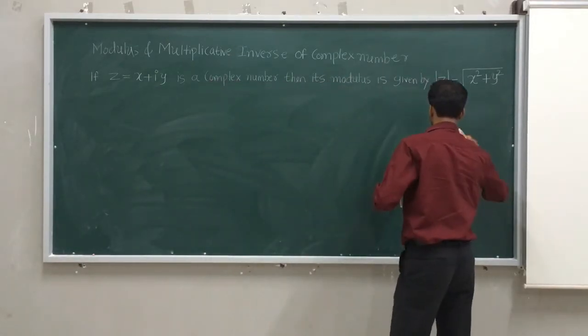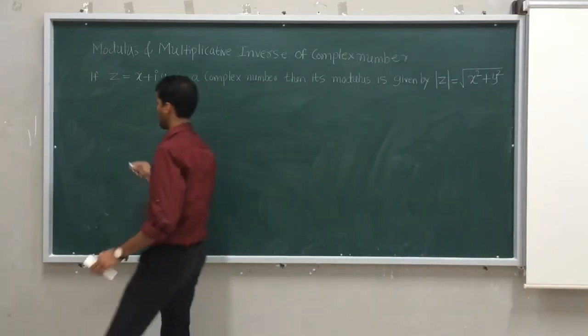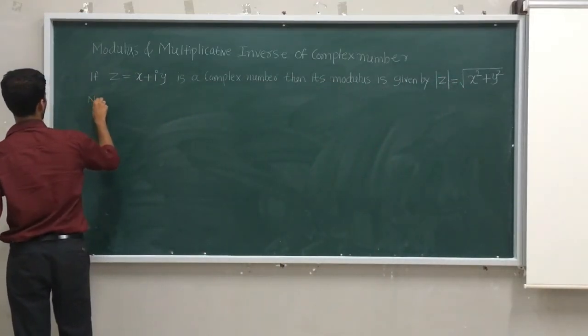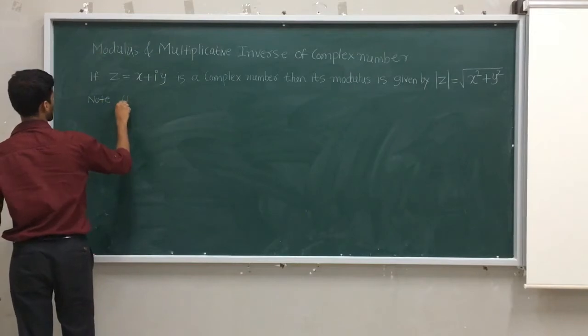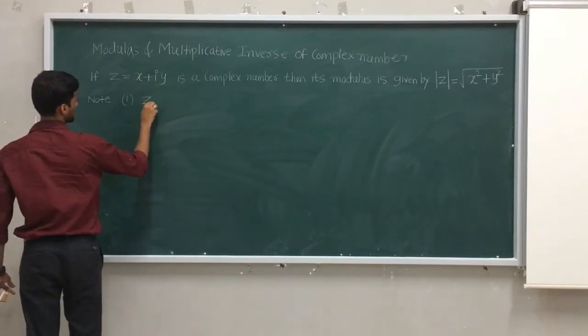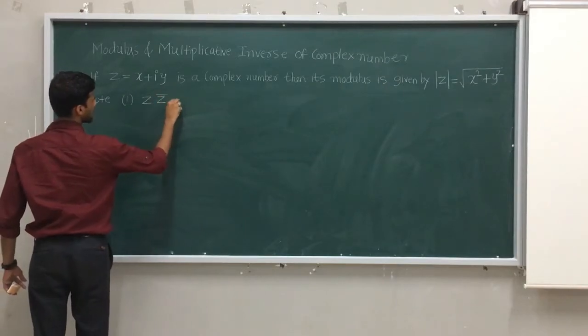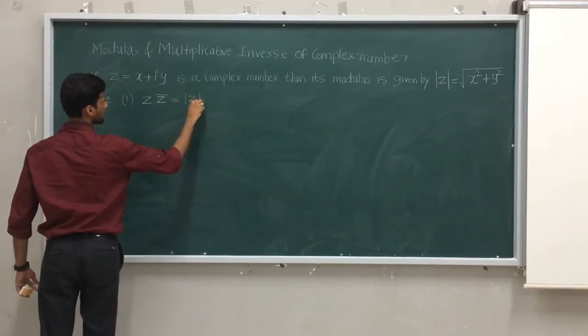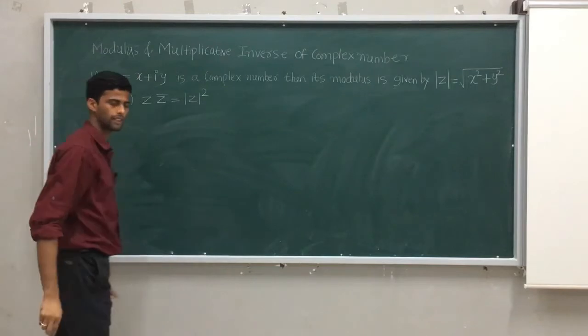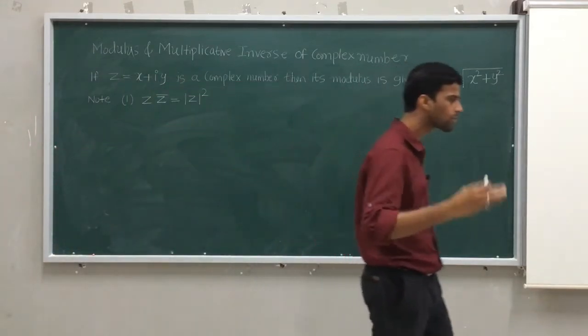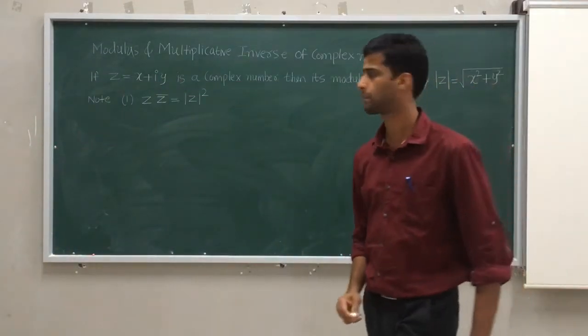I want to tell you one thing. I will give you a note. The very first note is always keep in mind z into z bar is equal to mod z the square. This is the most important note in complex numbers.